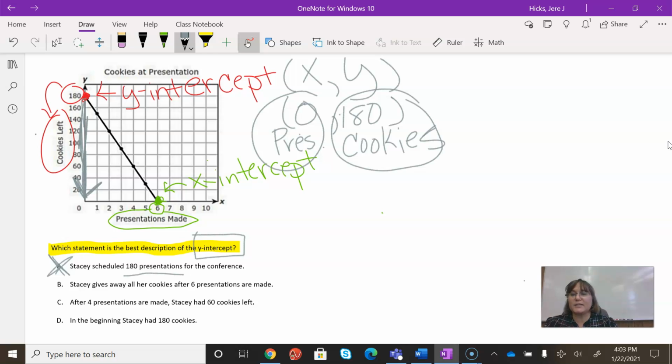So if I look down at answer choice B, it says Stacy gives away all of her cookies at 6 presentations. Well, that may be true, and it actually looks like it's correct because where the 6 is marked on the presentations, you're all the way down at the bottom. There's no cookies left. But that's an x-intercept number, and we need the y-intercept number of 180 cookies to be talking about. So while it's true, it's not a good description of our y-intercept, so we can mark it off.